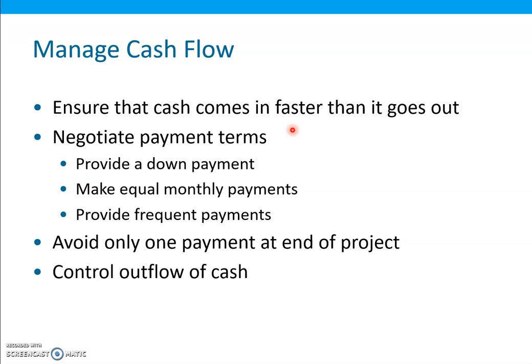So the contractor might try to negotiate payment terms that require the customer to do one or more of the following: provide a down payment at the start of the project, make equal monthly payments based on the expected duration of the project, and provide frequent payments such as weekly or monthly payments rather than quarterly payments.